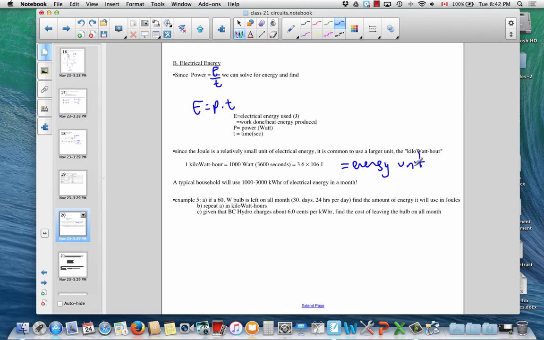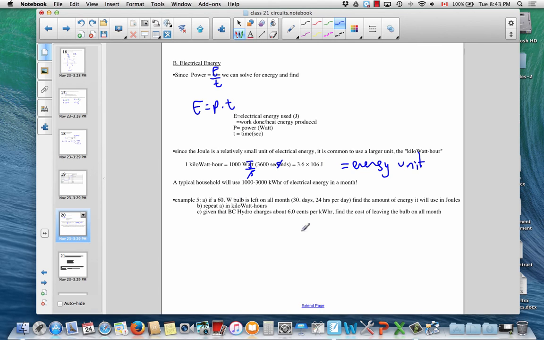Now, how much is it in joule terms? Well, a kilowatt means 1,000 watts, and an hour is 3,600 seconds, and a watt is just a joule per second. So the seconds would cancel. It ends up being joules. So it's 3,600 times 1,000. It's 3.6 million. So a kilowatt hour is 3.6 million joules.